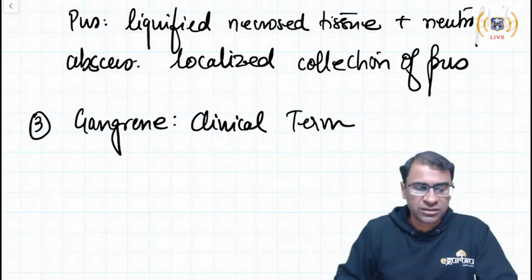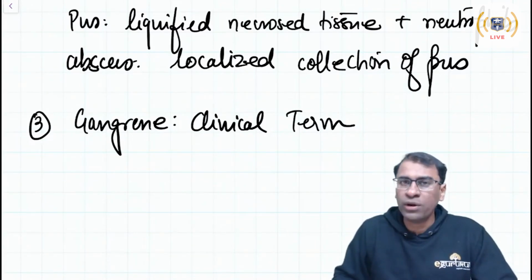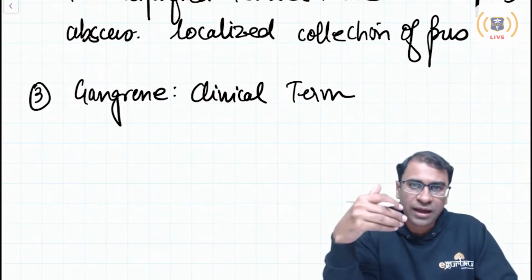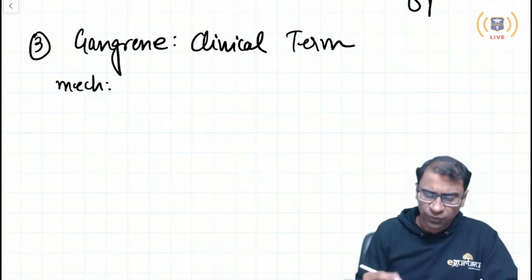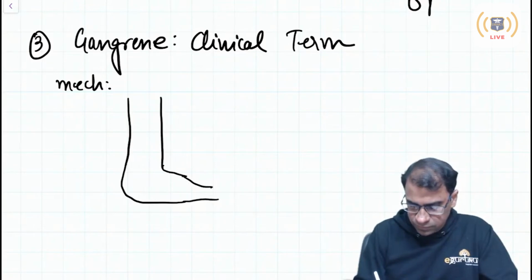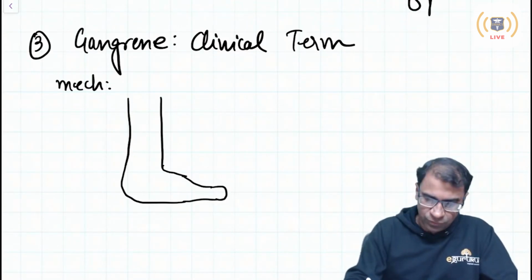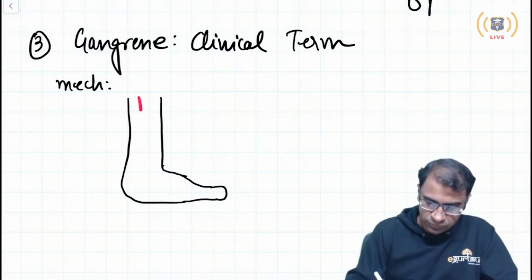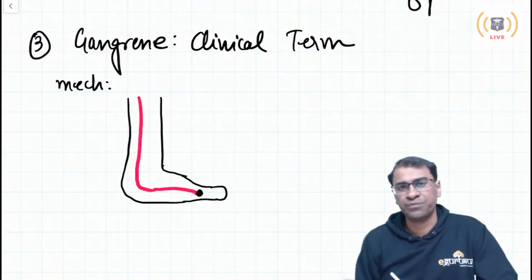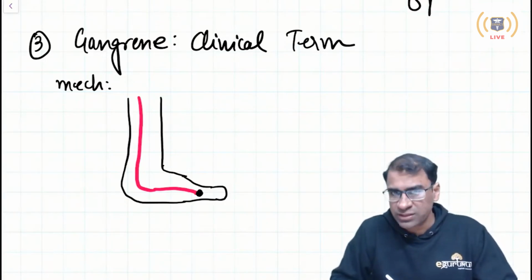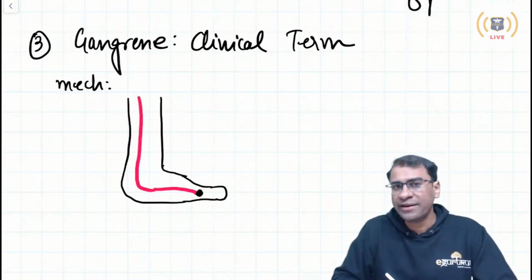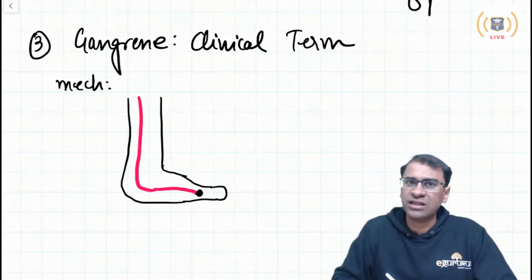Now, the basic thing to understand is how gangrene occurs. What is the mechanism of gangrene? Very easy. Suppose this is the foot of a patient, and there is a blood supply here. Now let's assume that for any reason there is a blockage of the blood supply at this position. It can occur because of atherosclerosis, or because of some type of vasculitis, like Buerger disease, which we'll discuss in vasculitis. It often happens mostly in patients who are smokers.